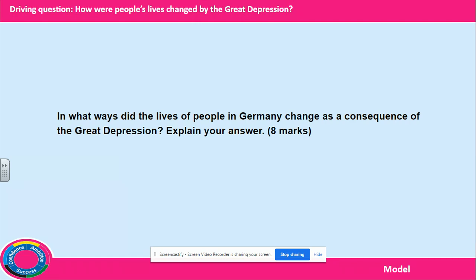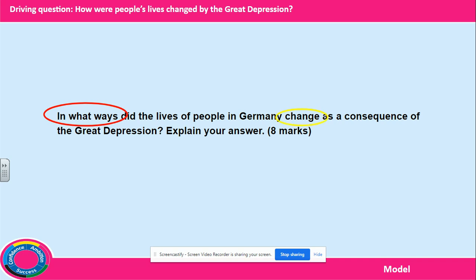Before you complete the exam question, I'm going to talk you through a few points about it to make sure you understand what you are meant to be doing. So let's look at this question. The command words the question starts with are 'in what ways'. It's important that you notice that it says ways, a plural, so at least 2 and preferably 3 changes that happened are what you need to talk about.